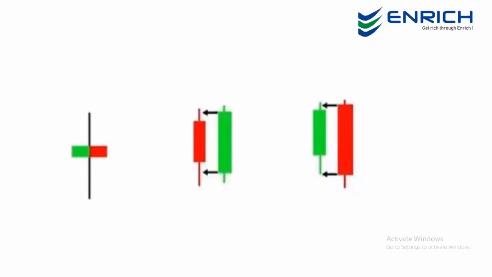Okay? Here are 3 patterns. If you can identify these patterns, this is how you train your eyes. I have not written the names over here, so you can identify by yourself. I'm just going to give you a couple of seconds, and then I'll tell you what these patterns are. You can identify this pattern. I'm sure you can. This is a doji pattern.